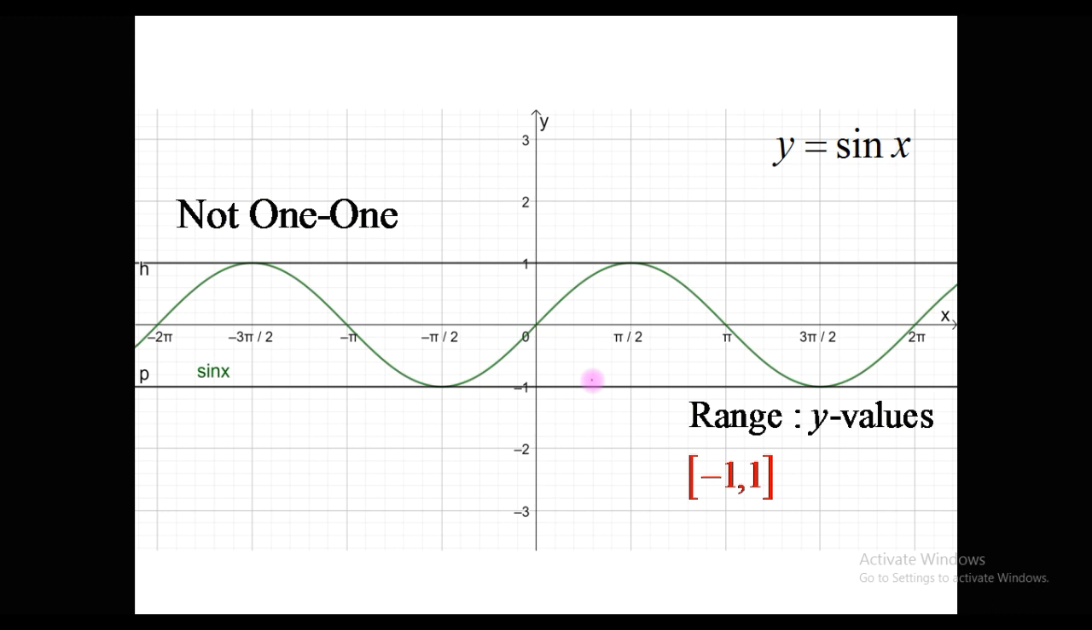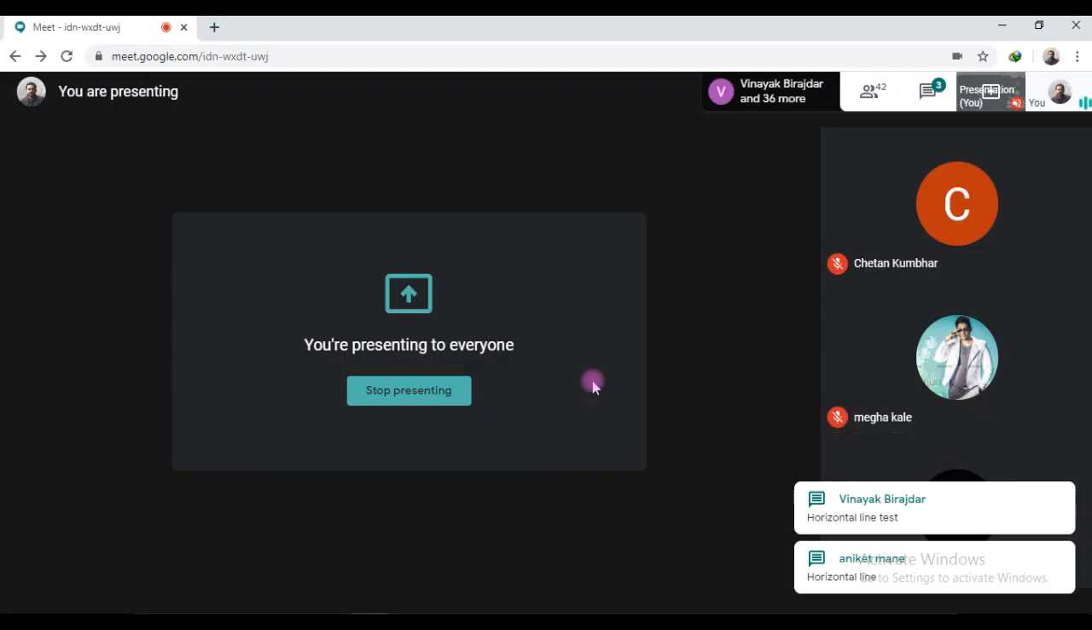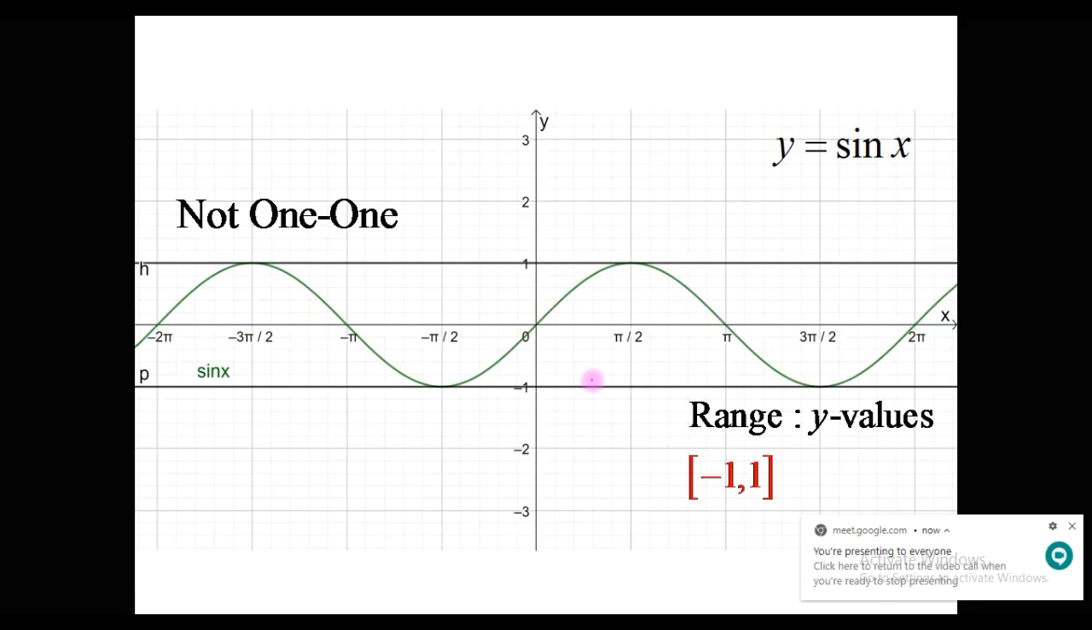Now let me check whether this function is 1-1 or not. The previous time, I told you what to do to find whether a function is 1-1 or not. You may drop this answer in the chat box. Can anybody recall how to find whether the function is 1-1 or not? Very good, I am glad that you are telling this.